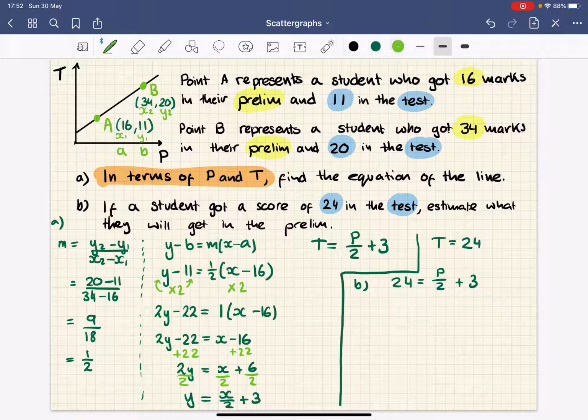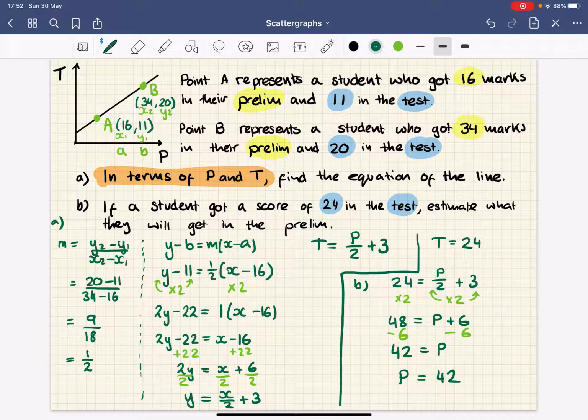So to begin with, I'm going to multiply by 2 to get rid of that fraction. Remember here, I've got to multiply these two parts individually. So I'm now going to have 48 equals P plus 6. And then I take away the 6 on both sides. And so I'm now left with 42 equals P. I'm just swapping it around to make that look mathematically nice.